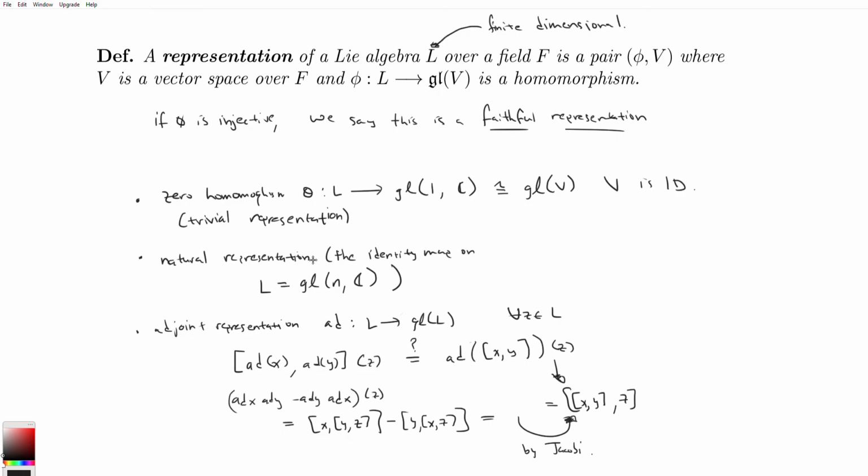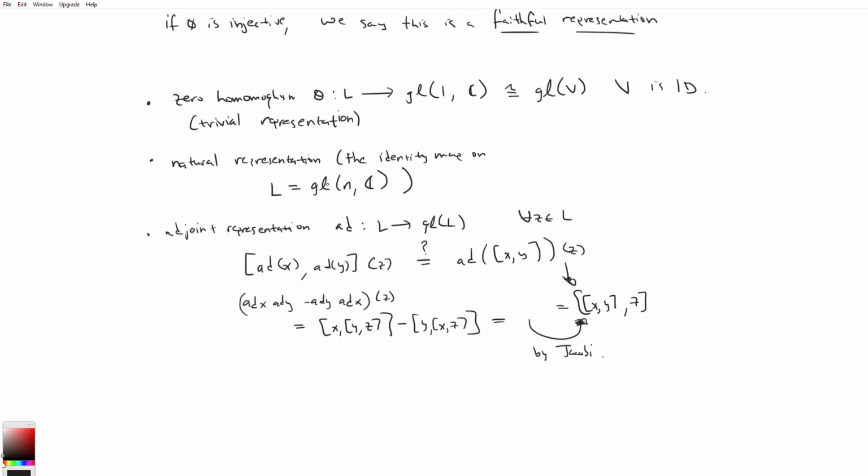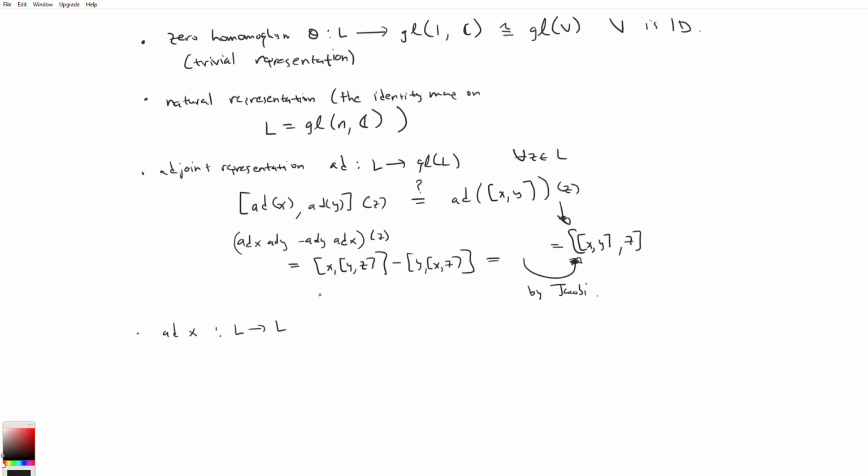All right. Just one last remark before we end this video, which I made clear in an earlier video as well. The adjoint map is a representation, but the map ad x, where you fix x, is not a map from L into GL of L. It's a map from L into L, and it is not a representation in general. An easy way to see this is that it's certainly linear, but it doesn't preserve the bracket in general. Say L is equal to SL2C.